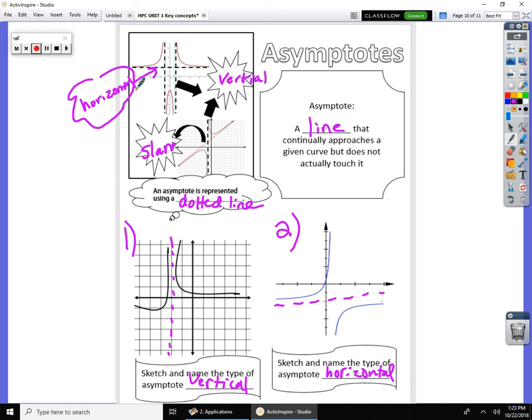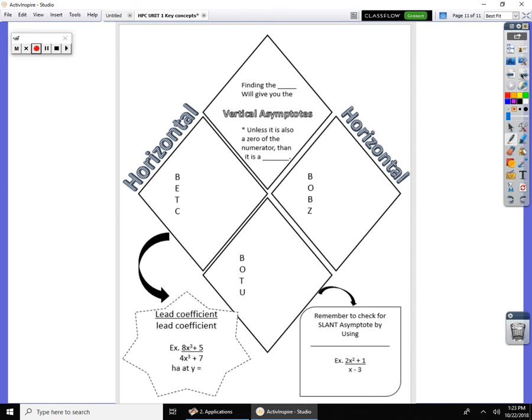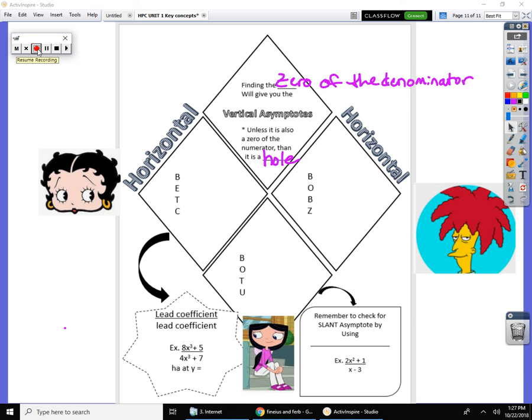All right, good. Here we go. Finding the 0 of the denominator will give you the vertical asymptote, unless it is also a 0 at the numerator, in which case it is a hole. Okay? Give me one moment while you copy that. So my friends are here. We're going to start with my friend Betsy.